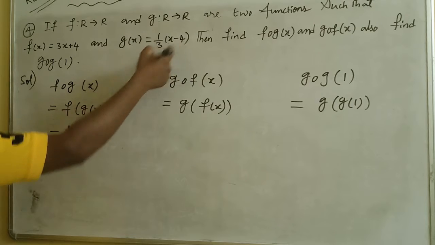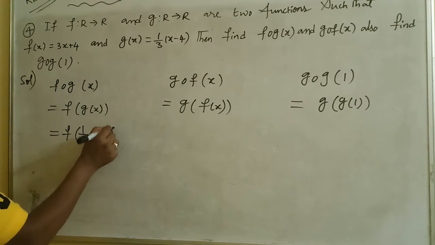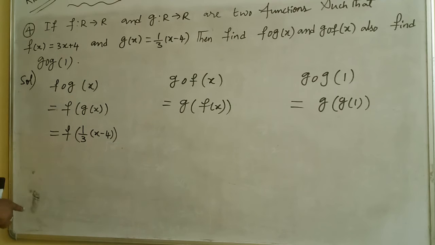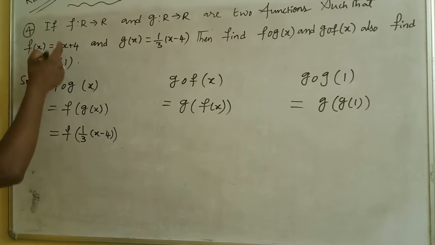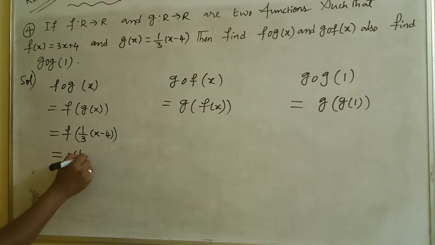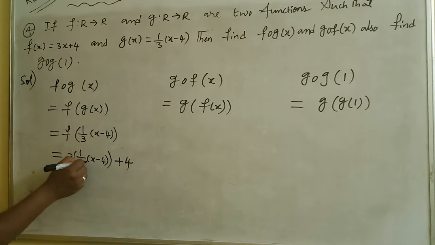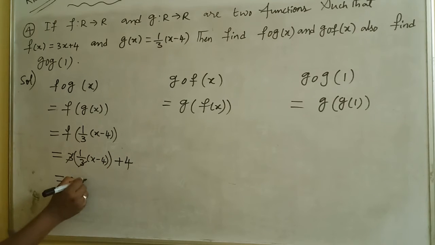1 upon 3x minus 4, right? Here 1 upon 3x minus 4. So wherever x is in f of x, you need to substitute 1 upon 3x minus 4. Now what is f of x? You know, 3x plus 4. So 3 into x means this full, that is 1 upon 3x minus 4, plus 4. So write that plus 4. Now 3 and 3 get cancelled. x minus 4 plus 4, minus 4 plus 4 cancel, you get the answer as x.